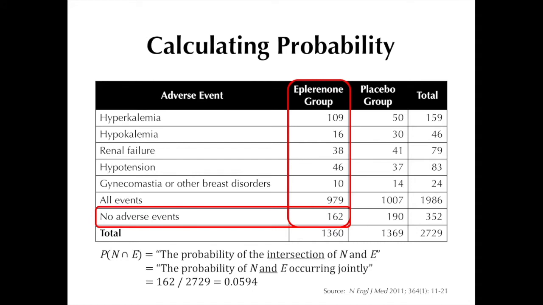The notation would now be as such. The upside down U pertains to intersection and is basically the same as the Boolean operator AND. Thus, this whole expression is read as the probability of the intersection of N and E, or the probability of N and E occurring jointly. Now, since the selection will be made from the total set of patients, the denominator is 2,729. That will now give us a probability of 0.0594.